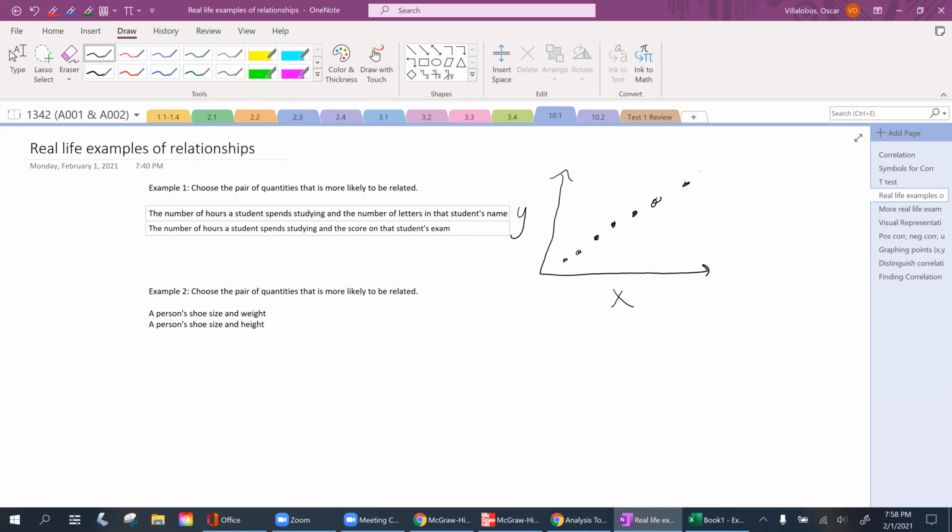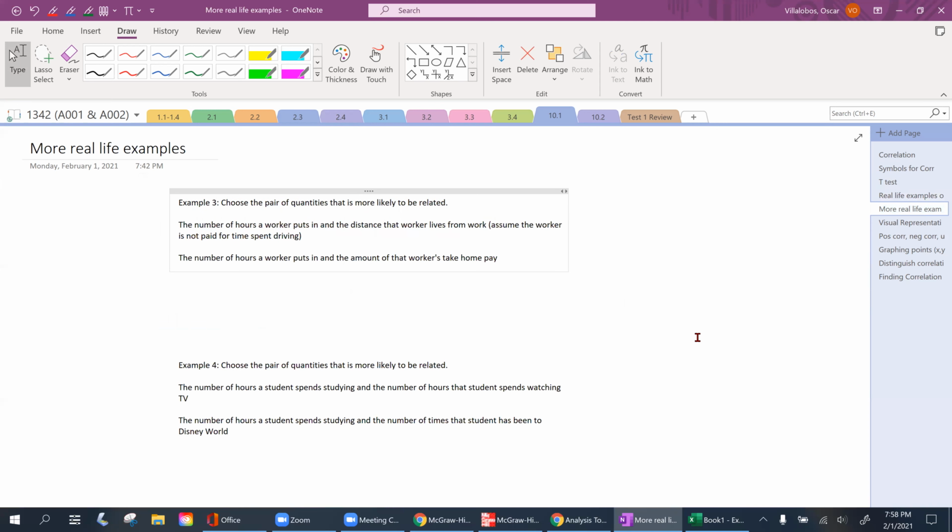That's correct. A person's shoe size and height. Probably where our minds are going to go are basketball players. Basketball players are pretty tall, right? And there's a strong correlation between shoe sizes as well. Let's go to another example.